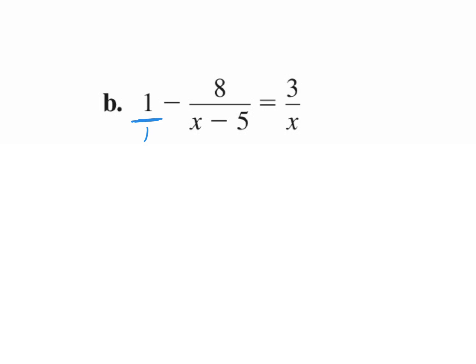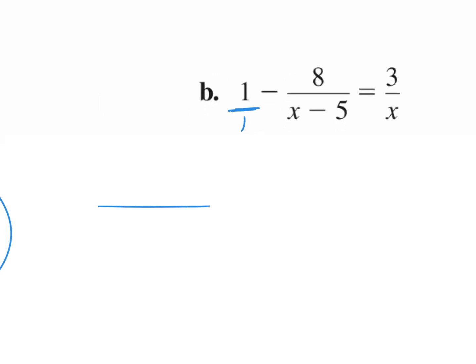For letter B, what number is under 1? 1. Okay, so I'm going to write a little side work over here. What's my common denominator between 1, x minus 5, and x? What are all the different pieces you have? 1, x, and x minus 5. Perfect. Remember that negative 5 is stuck with the x.